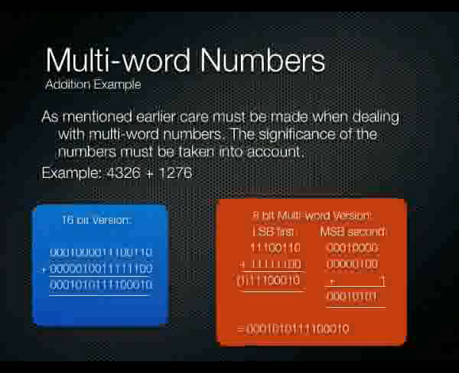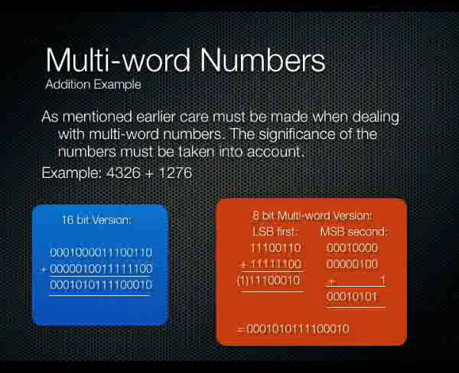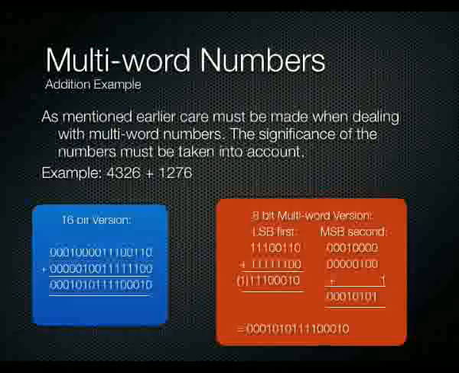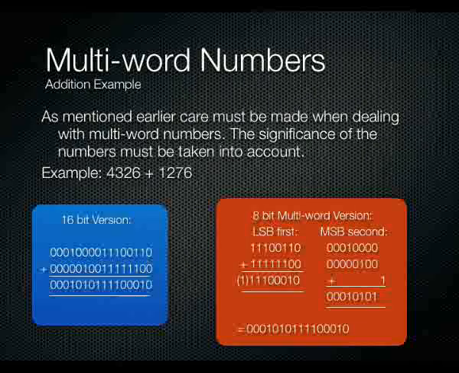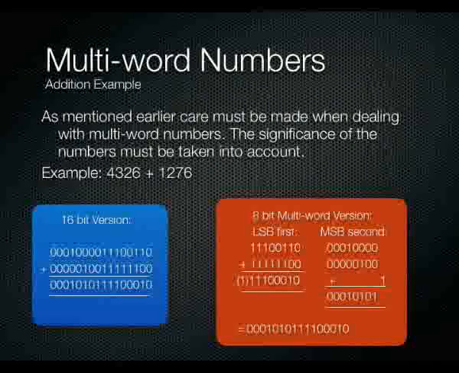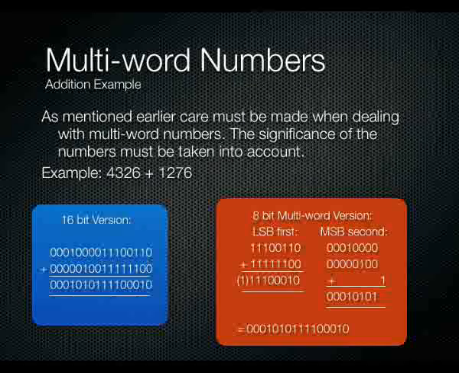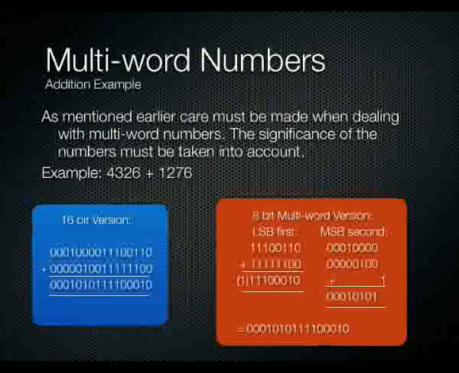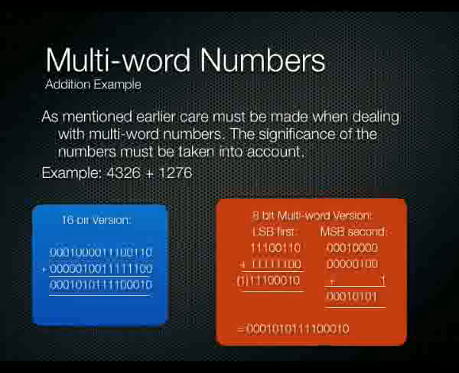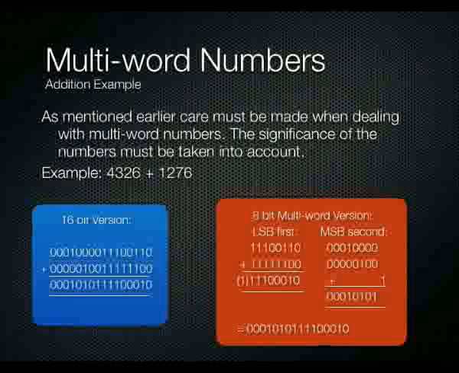Okay, so when we deal with multi-word numbers, you've got to take some things into account. We've got to be very careful. You've got to deal with the LSB first and then the MSB. So if you take a 16-bit number and you add it up, effectively you start with the least significant digit first. So you do the least significant digit, you add them up, making your way very slowly to the most significant digit. Same thing happens when you deal with multi-word numbers.